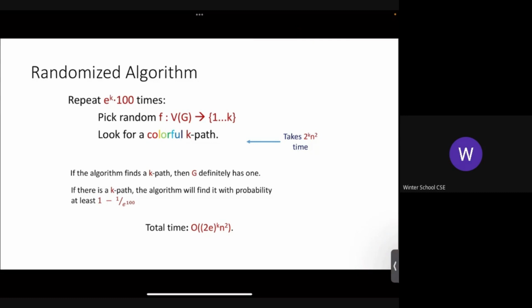Okay, so we discussed an FPT randomized algorithm for the k-path problem. And the question in the audience was a very good one. So this is a randomized algorithm. Is it possible to obtain a deterministic algorithm? And the answer is yes.